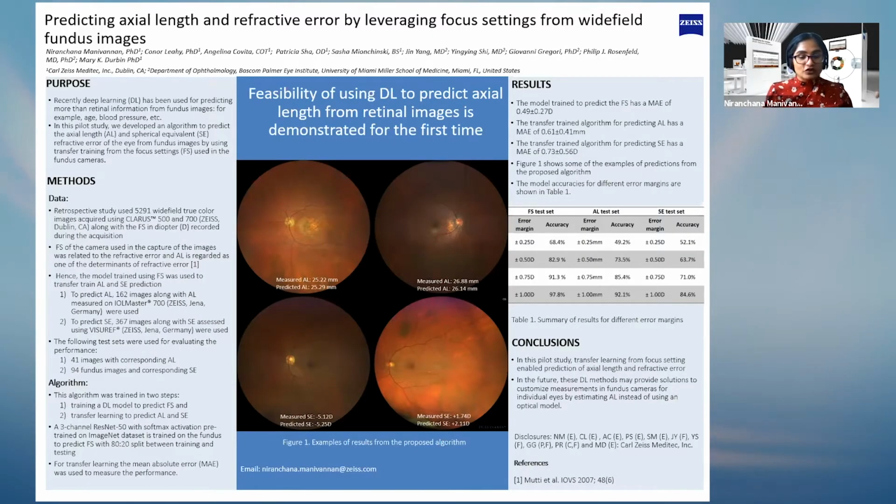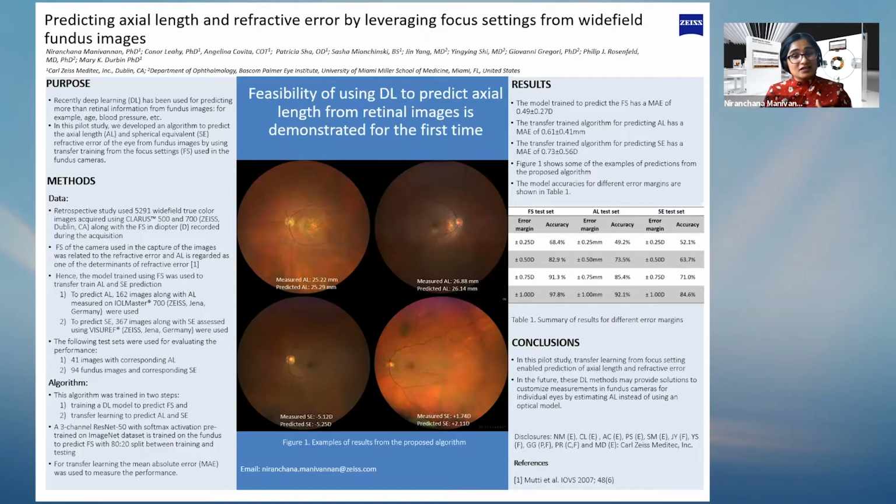The algorithm is trained in two steps. The first step is finding the focus setting. The second step is the transfer learning to predict axial length, and one more transfer learning to predict the spherical equivalent. We used a modified 3-channel ResNet 50 with softmax activation for the algorithm framework. For measuring the performance, we used mean absolute error.